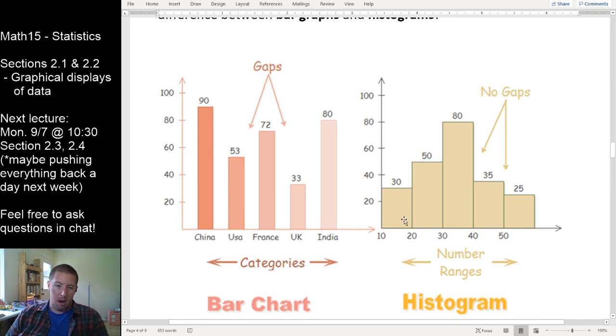This bar includes 19.99999. This bar picks up right here with 20.000, right? There's no gaps between them. I don't have a way to measure what it is that we're measuring between China and the US right here. There is no measure between them, and so we leave a gap to indicate that. So just trying to remember our essential difference between categorical bar charts and numerical bar charts. Numerical bar charts are histograms.